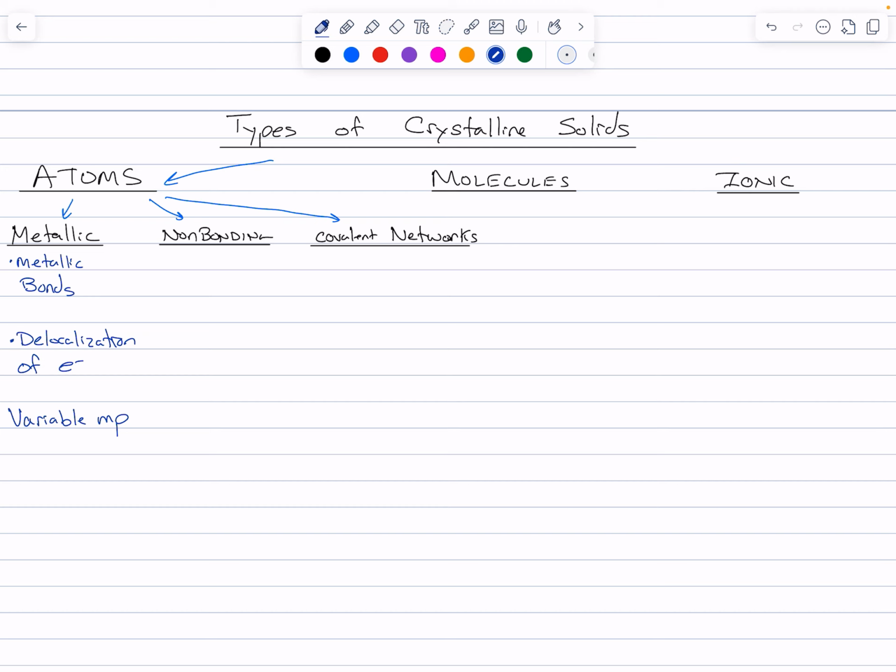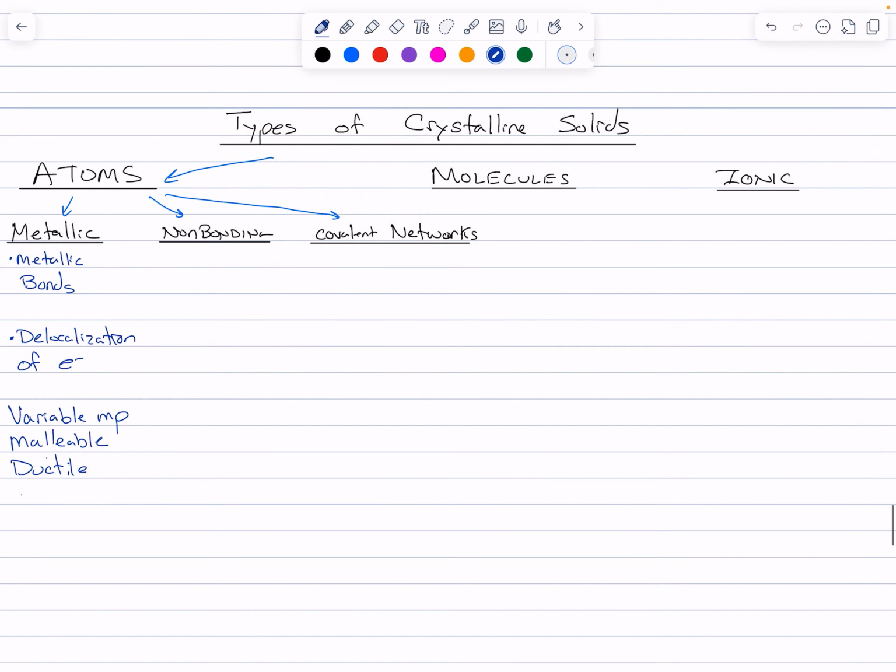Most of them are malleable. And what does that mean? That means we can hammer it into sheets. They're ductile, which means it can be drawn into wires. And they're typically conductors of heat and electricity.